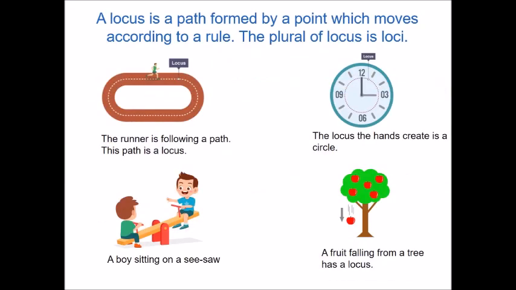Hello children, our lesson number 14 is loci and constructions. What are these loci? You should know that the plural of locus is loci. So what is a locus? Simply, a locus is a path. We should know that a set of points satisfying one or more conditions is known as a locus. Here I have given you a few examples of locus in our environment.